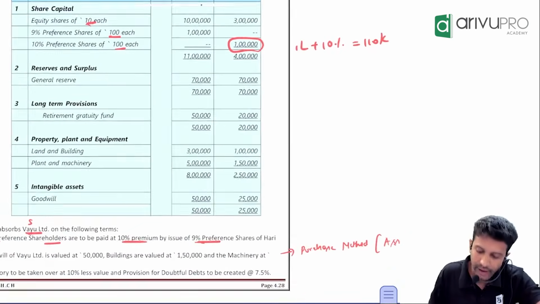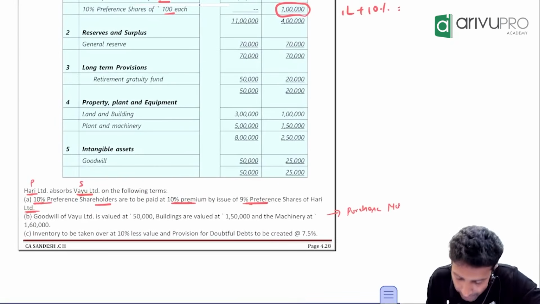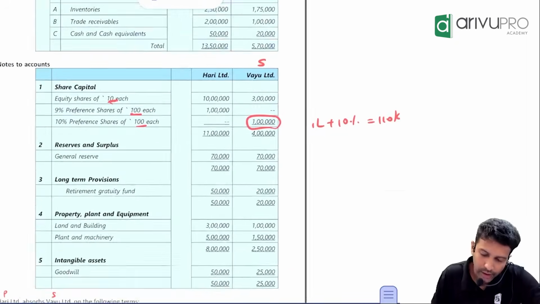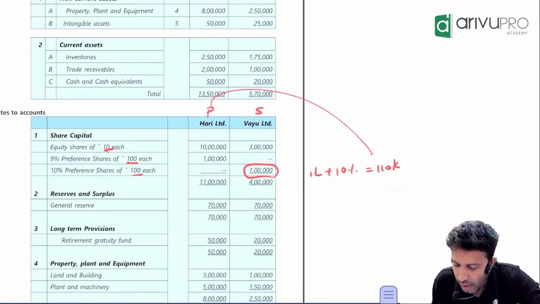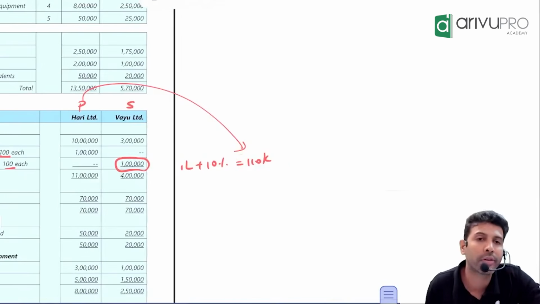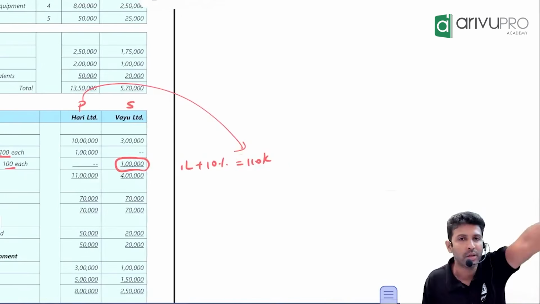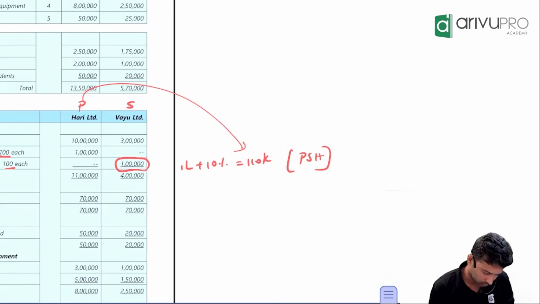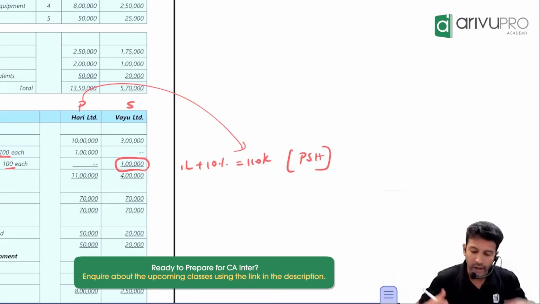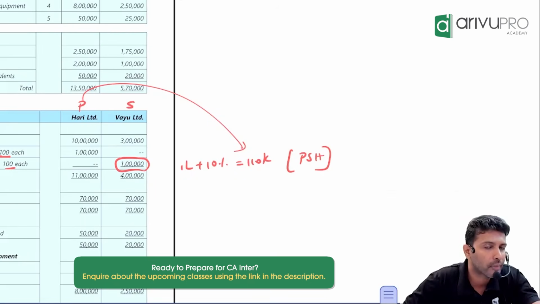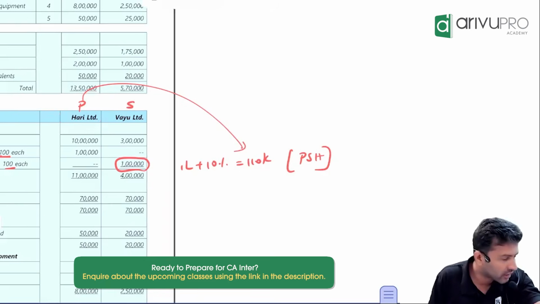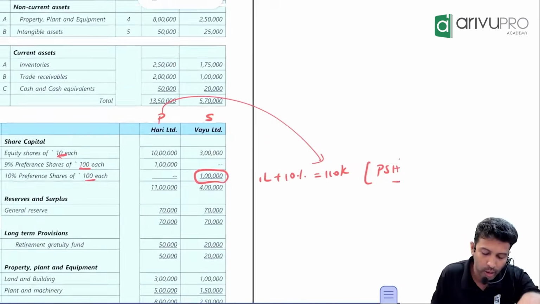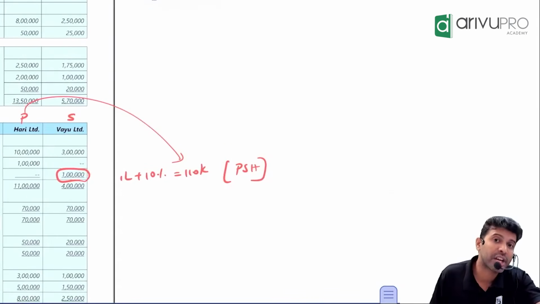And how are they getting this 110? Through cash? No. By the issue of what? 9% preference shares of Hari Limited. So Hari Limited, the purchaser, is giving 1 lakh 10,000 worth of new preference shares as purchase consideration. To whom? Equity shareholders or preference shareholders? Preference shareholders. Any problem in this? Again, what is the definition of purchase consideration? Amount paid by the purchasing company to the owners of the selling company. This 1 lakh 10,000 was given to whom? Preference shareholders of the selling company.